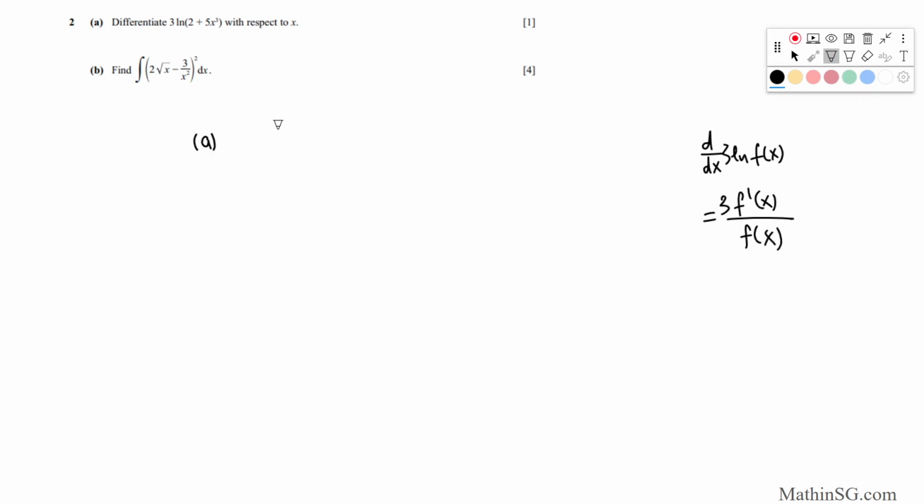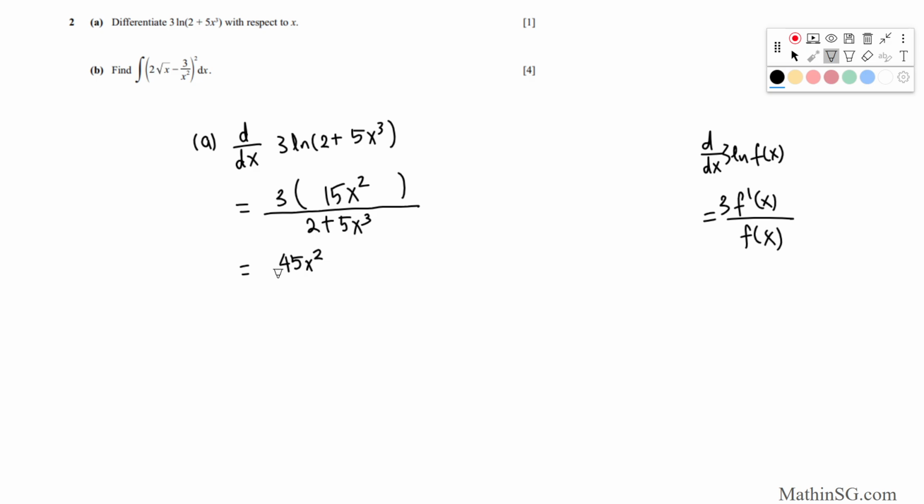Okay, so let's do it. So d/dx of 3 ln(2 + 5x cubed) is equal to, I just copy my 3 here. Then I copy this 2 + 5x cubed as the denominator. Then at the numerator, I need to differentiate 2 + 5x cubed. So differentiate 2, you get 0. Differentiate 5x cubed, you get 15x squared. So this will give us 45x squared over 2 + 5x cubed.